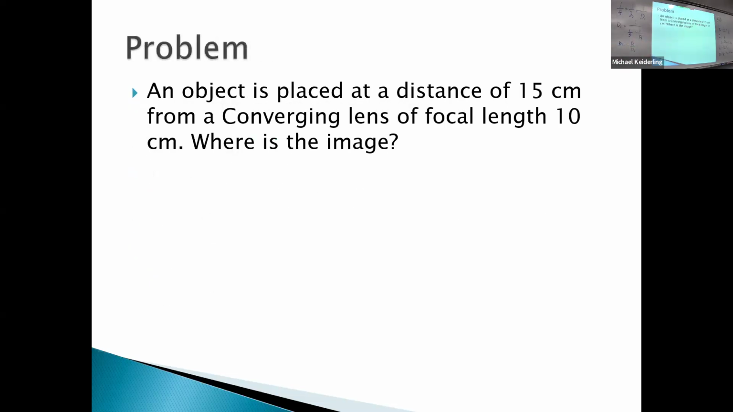Here we have an object placed at a distance of 15 centimeters from a converging lens of focal length 10 centimeters. Where is the image located?